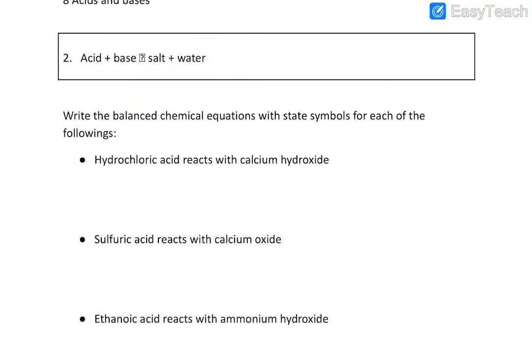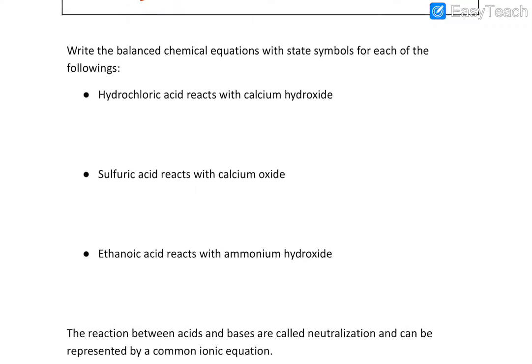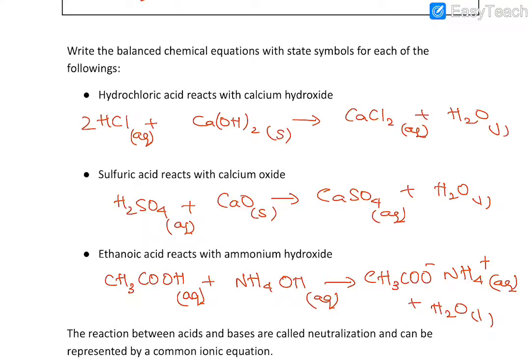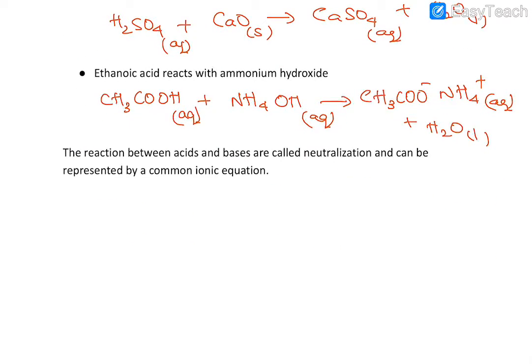Acid plus base gives salt and water. This is called the neutralization reaction, and verify your equations. So here you go, your equations. Now all reactions of acids and bases are called neutralization and can be represented by a common ionic equation. If you still remember your IGCSE, it's H+ + OH- giving H2O.